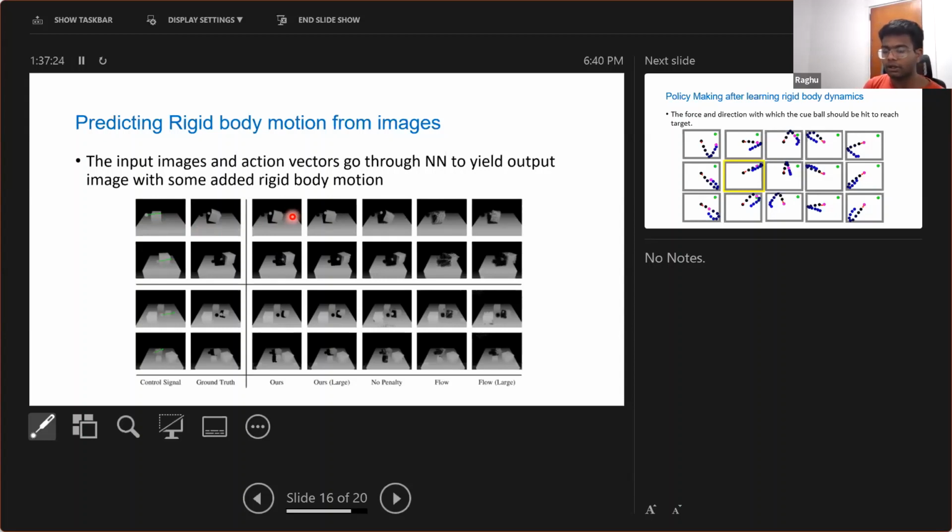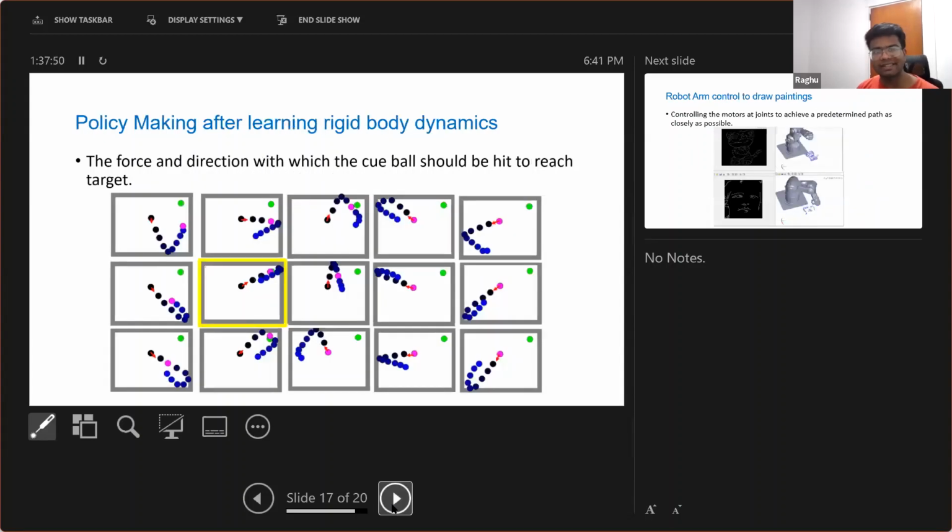This optimization is called training in the machine learning field. This can take days, actually months sometimes, and it requires heavy computational power. There are thousands of computers operating in parallel to learn this policy, to learn this neural network to learn the rigid body motion. This is a similar example.